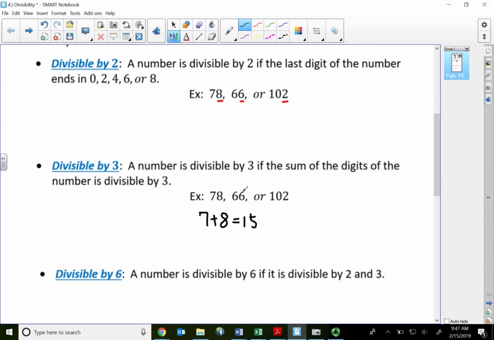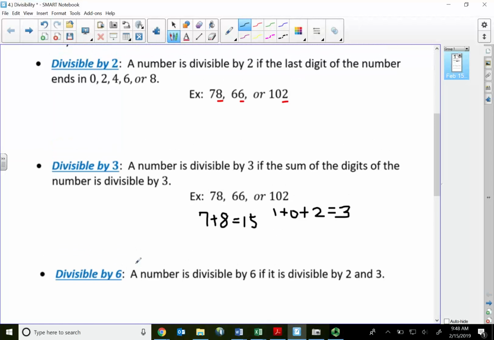66, so 6 plus 6 is 12. 3 can go into 12, so 3 can definitely go into 66. What about 102? I purposely use the same examples for 2s and 3s here. If you add up the digits, 1 plus 0 plus 2 is only equal to 3. So 3 can go into 3, which means 3 can go into 102 evenly.